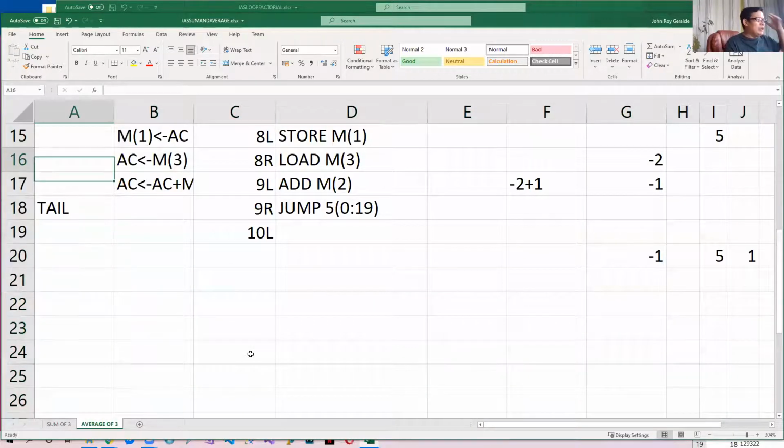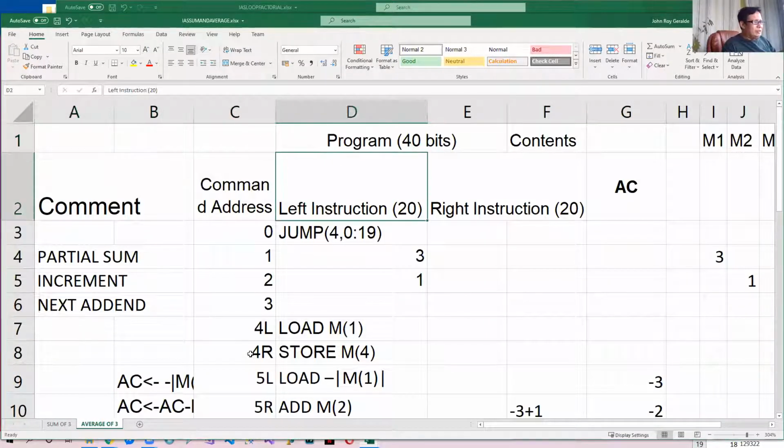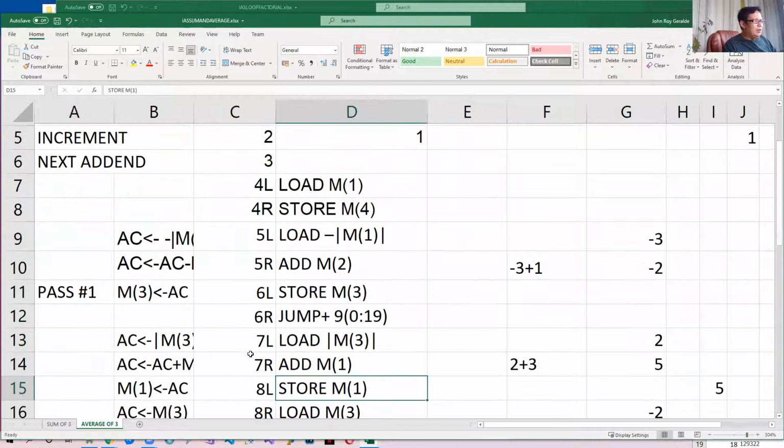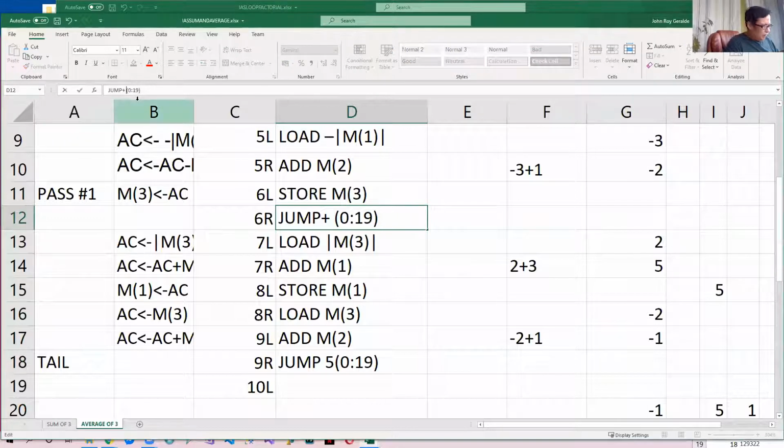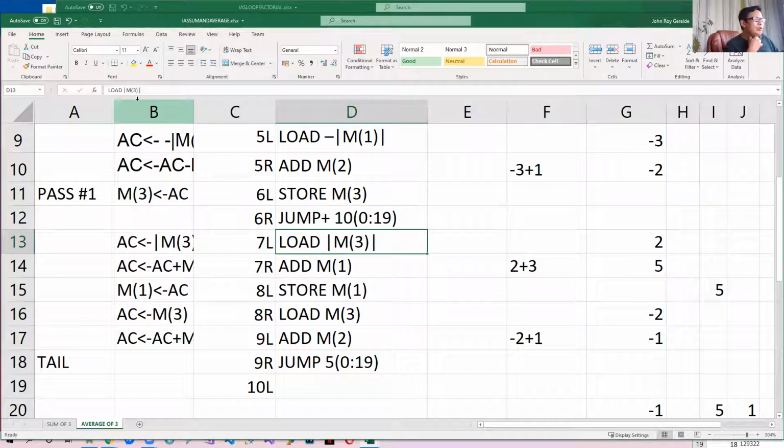We'll just trace this quickly, no? So anyway, we jump 4 to 19, and then our jump class will be 10L. Okay. Do you follow, everyone? Please ask a question if you have a question. In 10L, what will we do?